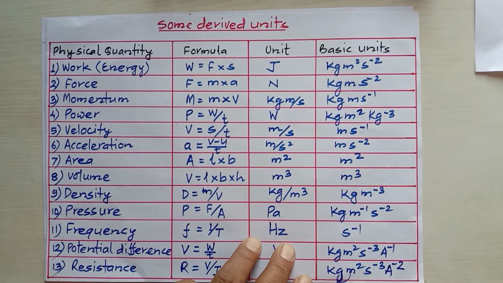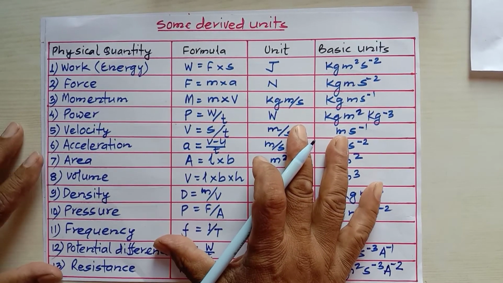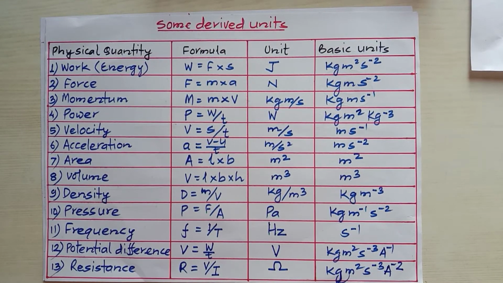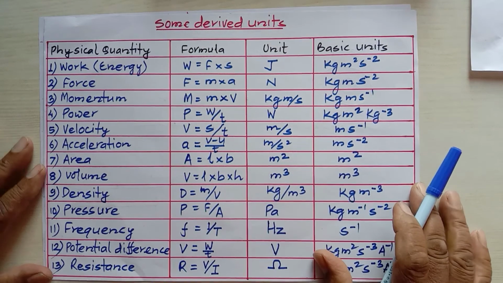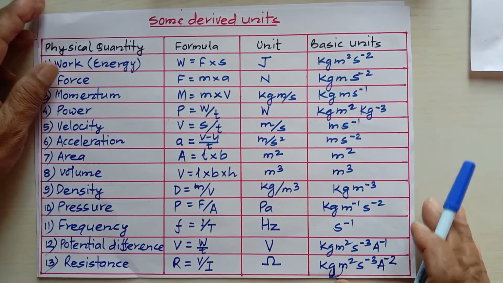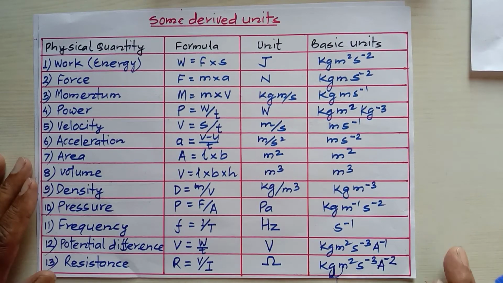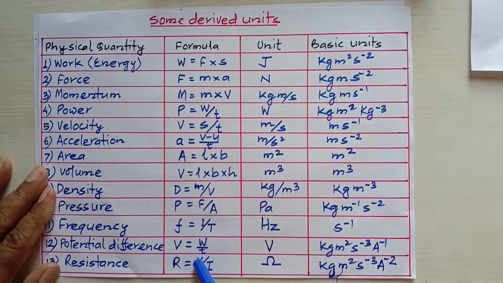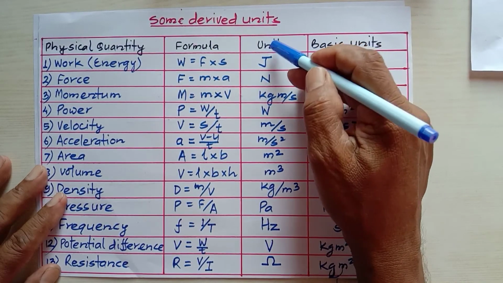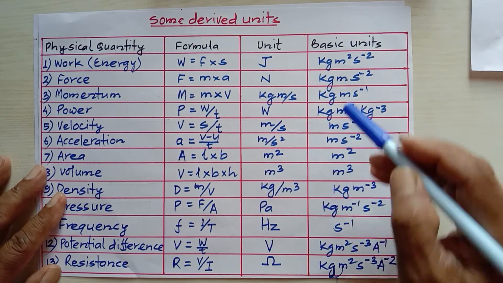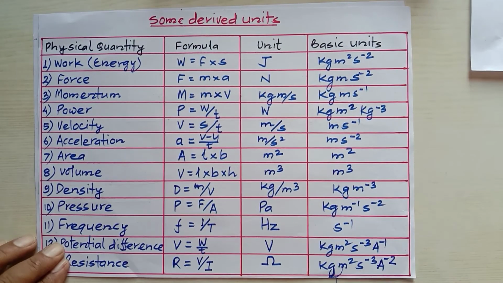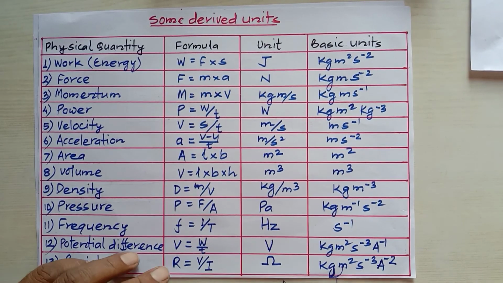This way, what I presented today, there are different derived units. Among them, few are taken here, 13 are taken, and I wrote the formula of each of them, which is used for calculation, and I told you the unit of each of them, and what basic units or fundamental units are involved in each of them is also represented. Okay, this much for today.